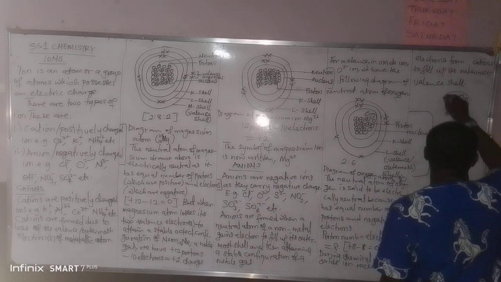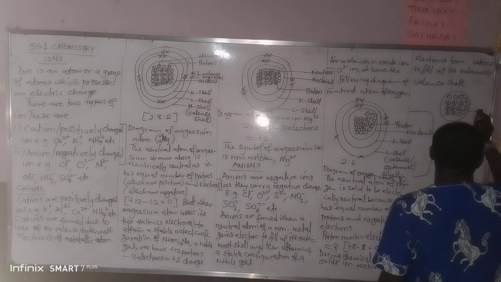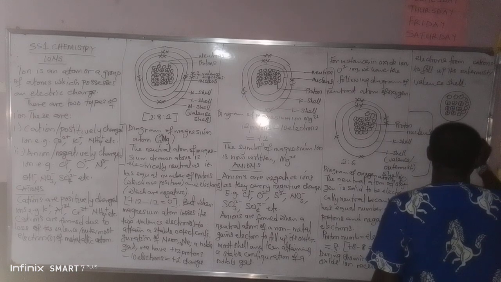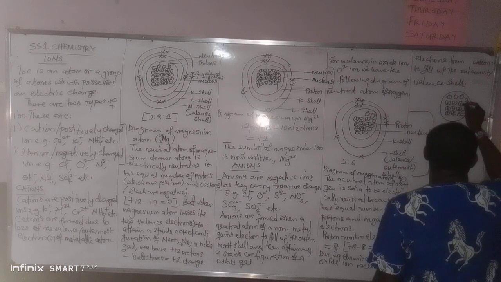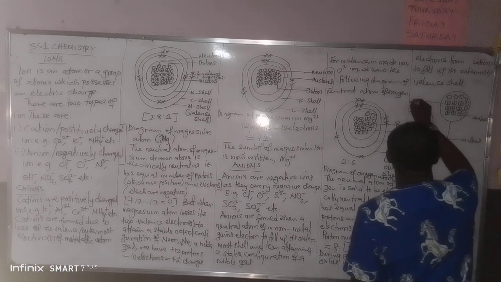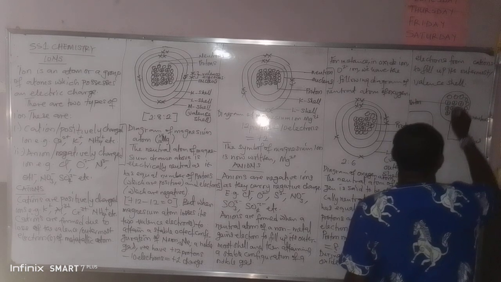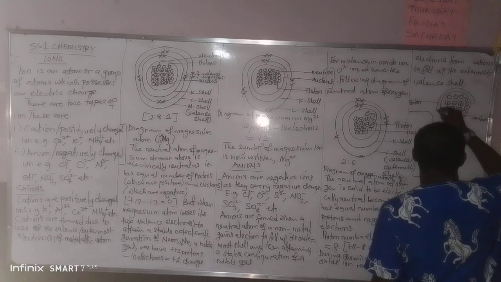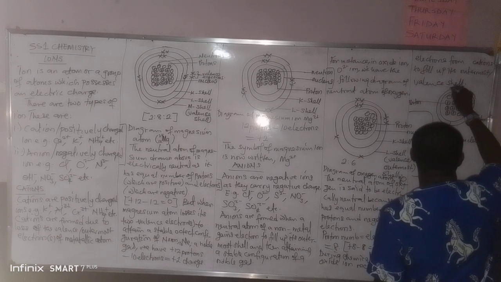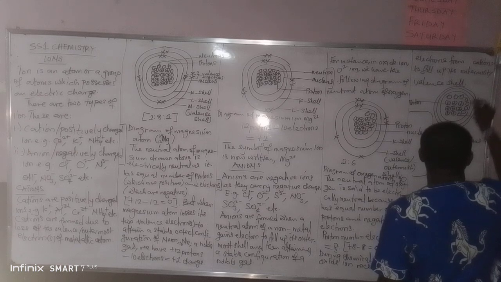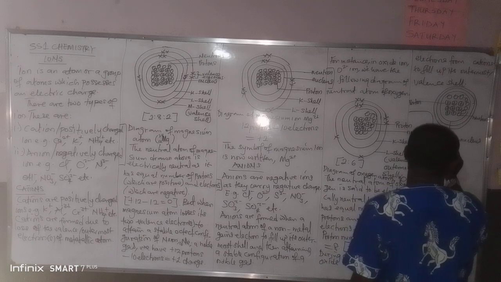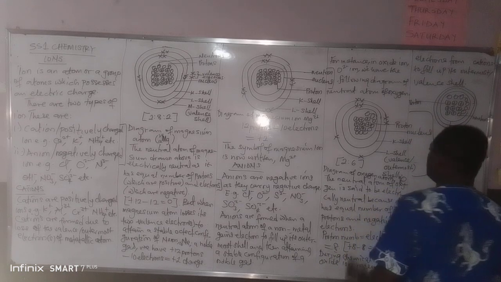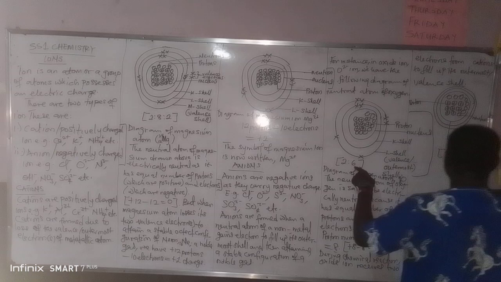So we have this. This is the nucleus. This is the neutron. The neutron. And this is the proton. All this positive charge. Then we have 1, 2. So the configuration before was 2, 6. But now it's going to be 2, 8, because it has taken 2 electrons to add to this 6.